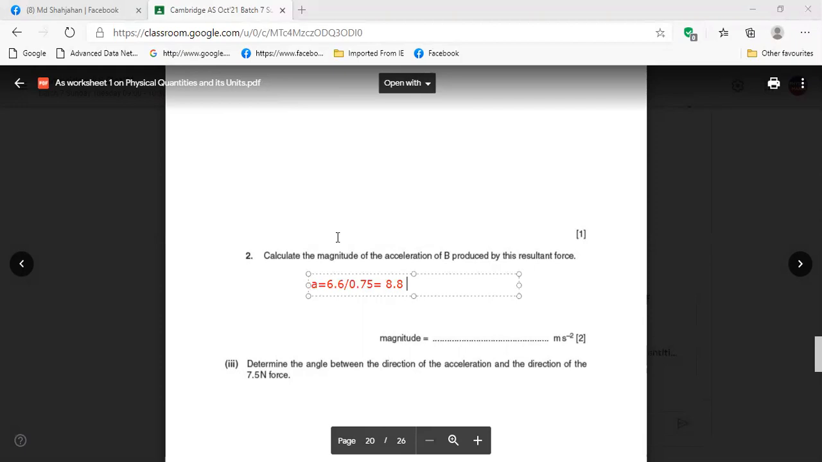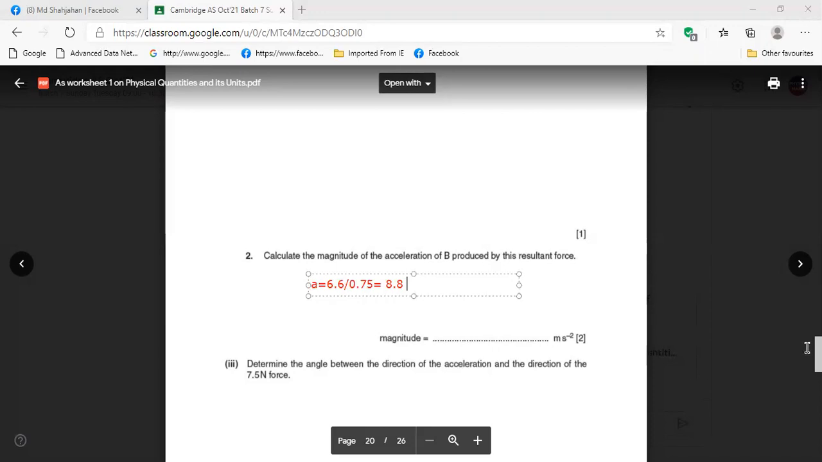You drew one diagram, right? So in that diagram, you got the diagonal of the parallelogram. That is your resultant force, isn't it? And the upward force, that is 7.5 Newton, right? So in between these two, the diagonal and the 7.5 Newton, you check what is the angle. Angle is near about 39.